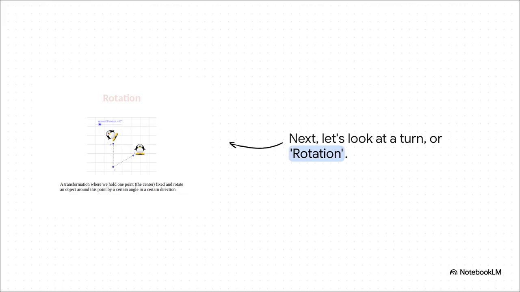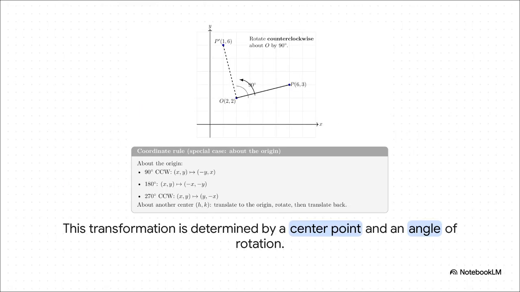All right, next up we have rotation. And this one is pretty much exactly what it sounds like. It's a turn. So this penguin here isn't sliding anywhere. Nope, it's spinning around a fixed point, kind of like a planet orbiting the sun. And this graph shows perfectly how it works. You've got this point P, and it's rotating 90 degrees counterclockwise around that center point. Oh, the key here is that the distance from the center never changes. It just sweeps out that 90-degree arc to its new position.